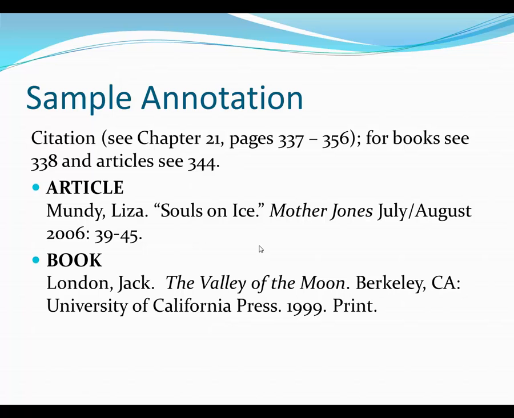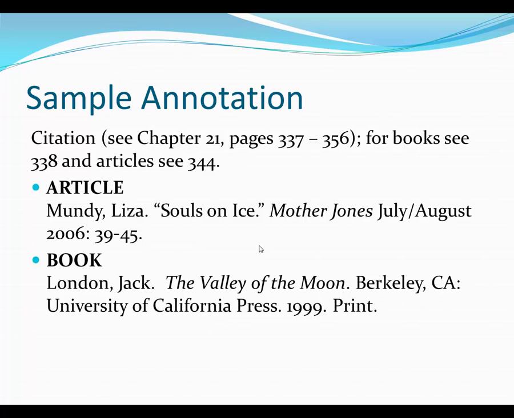Last name, London, comma, first name, Jack, period. The Valley of the Moon is in italics or underlined because it's a book, period. The city of publication, Berkeley, comma, California, colon. University of California Press, that's the publisher, period. The date of publication, 1999, period. The format that I read it in is print.